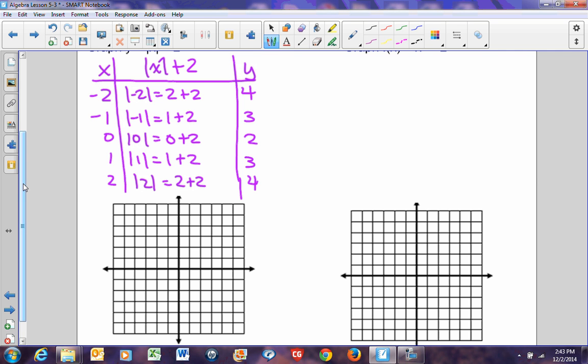So we have -2, positive 4, which is here. -1, positive 3, which is here. 0, positive 2, which is here. And then we have 1, 3, which is here. And we have 2, 4, which is here. I can't graph this with one single straight line, but this is an absolute value graph. And absolute value graphs always make little V's, just like this. So there's our little graph here of the absolute value.